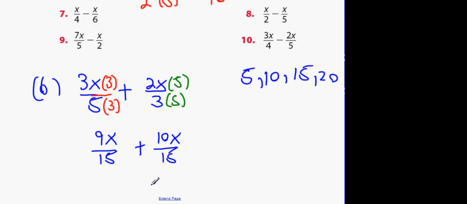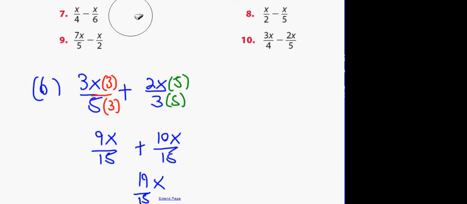19 over 15x is the answer for that one. Okay? We'll try another one. Not at the bottom. What's a half a pizza plus a half a pizza? It's not a quarter. Okay?